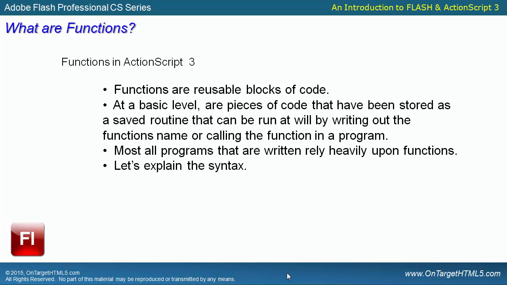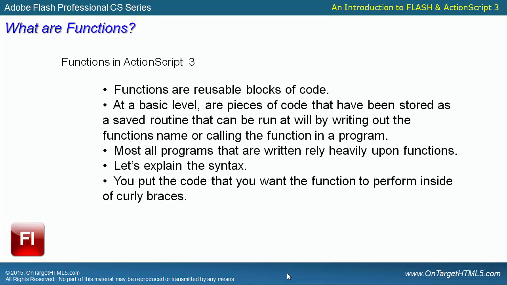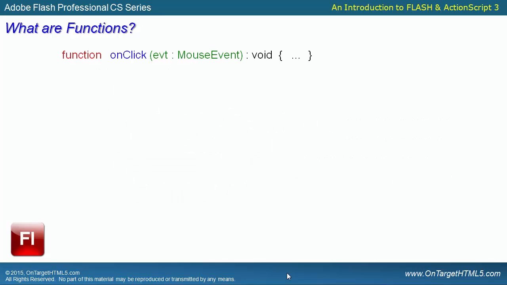So let's explain the syntax of how a function works. You put the code that you want the function to perform inside of curly braces. So I've got my function, that's the keyword, the declaration that this is a function, the name I'm going to give the function, then a couple of arguments. In this particular case, it's an event and it's looking for a mouse event. And we'll talk about what this void means in a minute. And then I enclose the code that I want to run inside those curly braces.